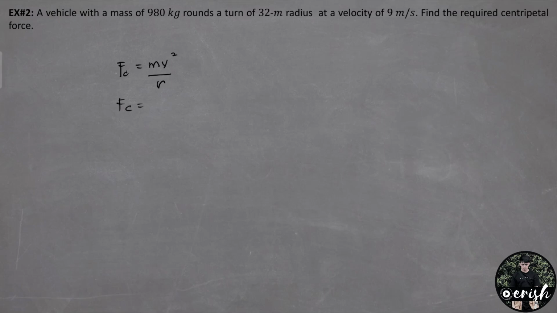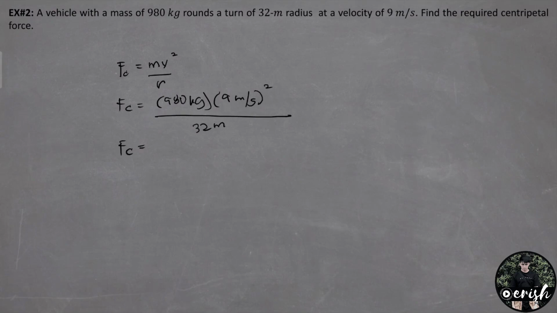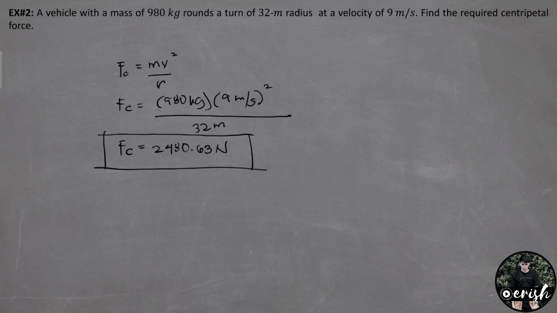Centripetal force is equal to mass, 980 kilograms, times the velocity, we have 9 meters per second quantity squared divided by the radius of 32 meters. By calculating, centripetal force is equal to 2,480.63 Newton. This is the centripetal force in this horizontal circular motion problem, and this is example number 2.